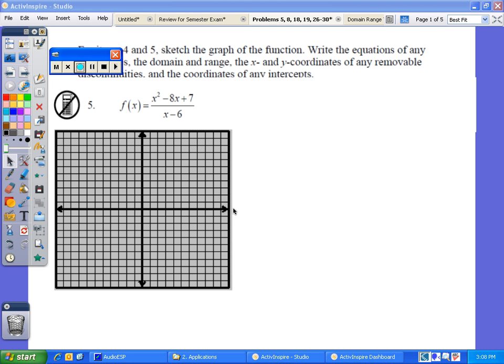Alright, in today's lesson we have a look at problem number 5. Number 5 asks us to sketch the graph of a rational function and identify several properties of that function.